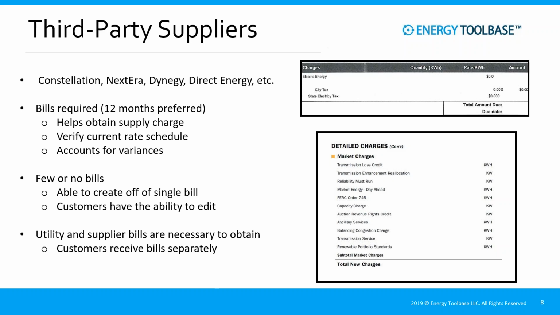In cases when 12 months worth of bills are not available, any number of bills at this point would be extremely helpful. We're able to work off of as few as one bill, but if your customer's supply charge is not contracted or fixed, you may notice variances in totals when comparing to Energy Toolbase. Also, customers have the ability to edit any aspect of their custom rate, which allows them to make any changes, for example, if additional bills became available.